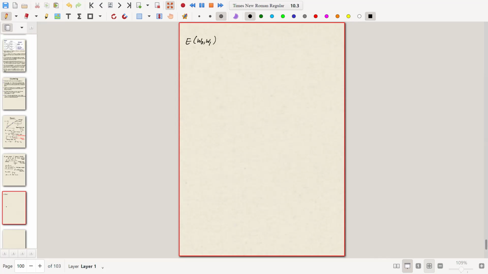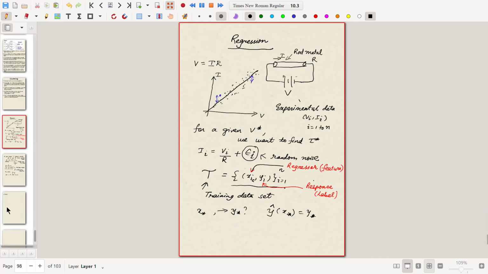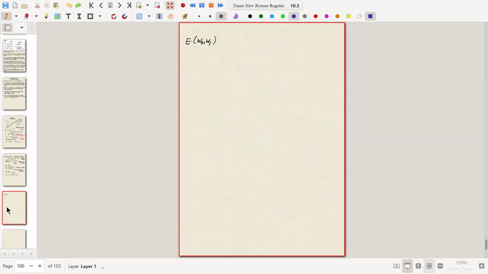If you vary W0 and W1 in y hat equals W0 plus W1x, you will get different slopes, so the lines will be differently oriented. Therefore, you will get different straight lines, and the error will depend on W0 and W1. So there is a reason I am writing E as a function of W0 and W1.